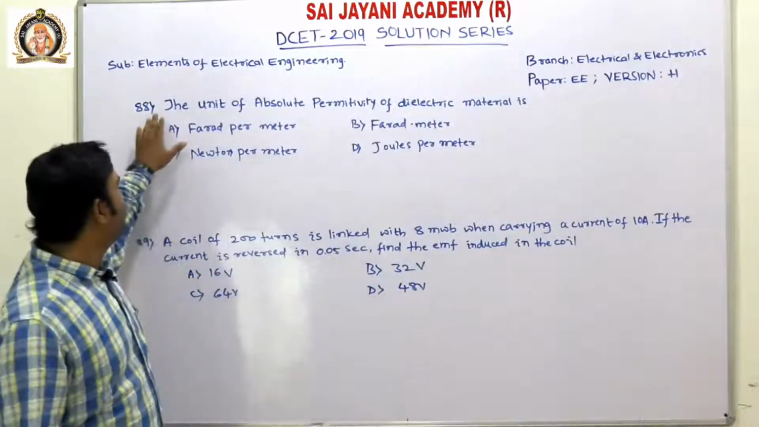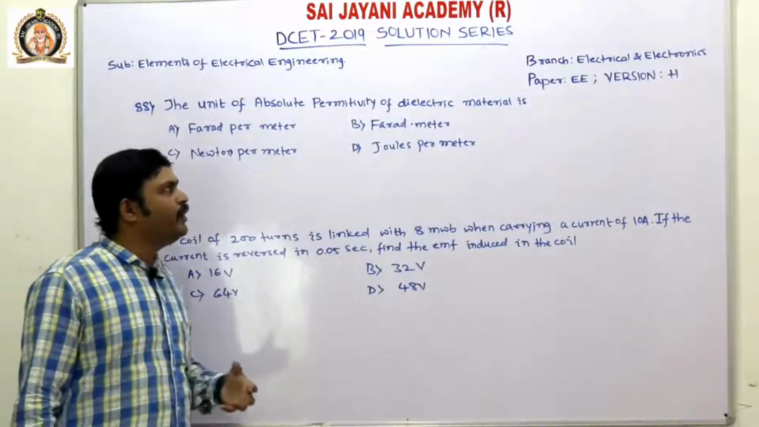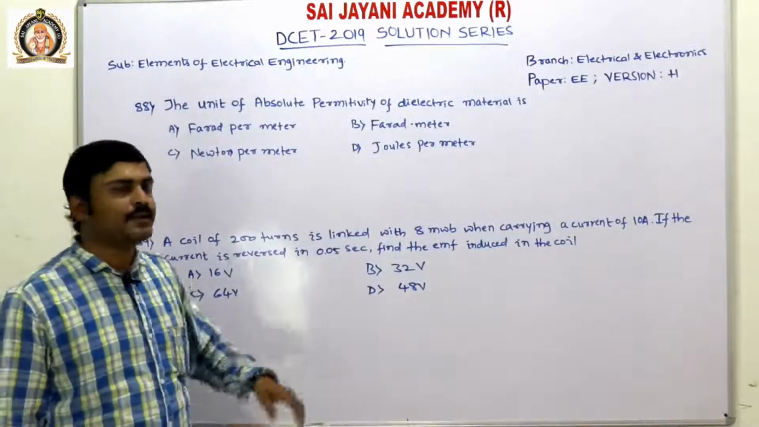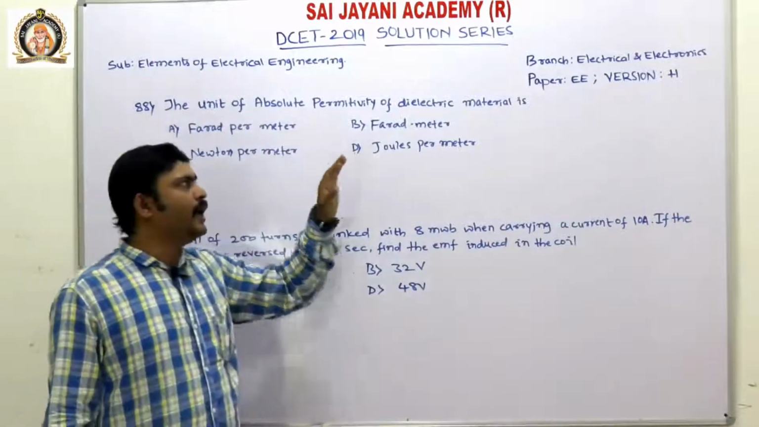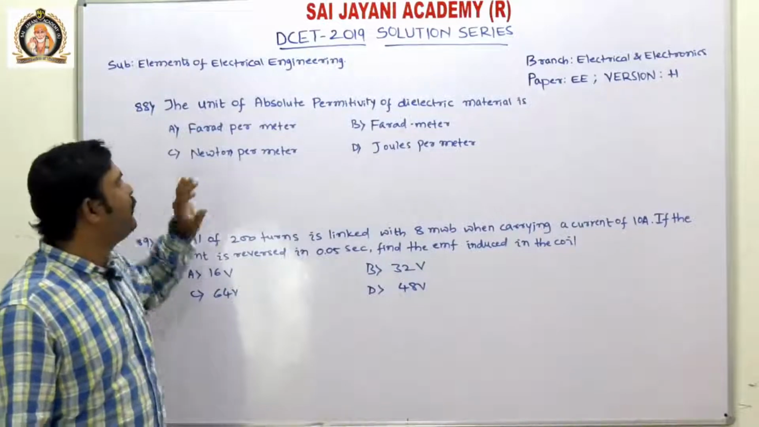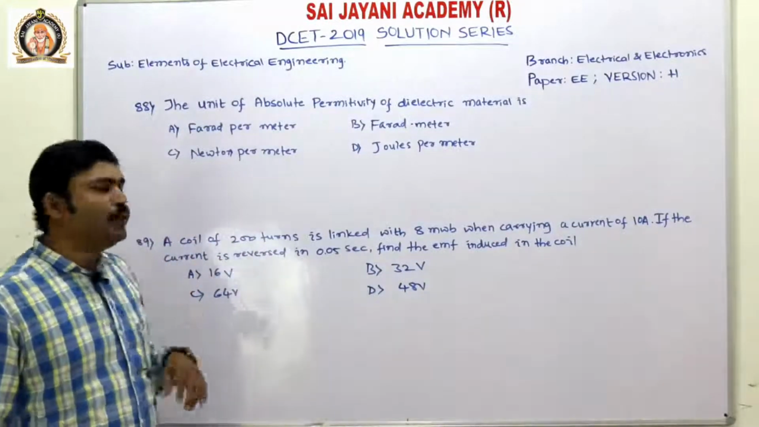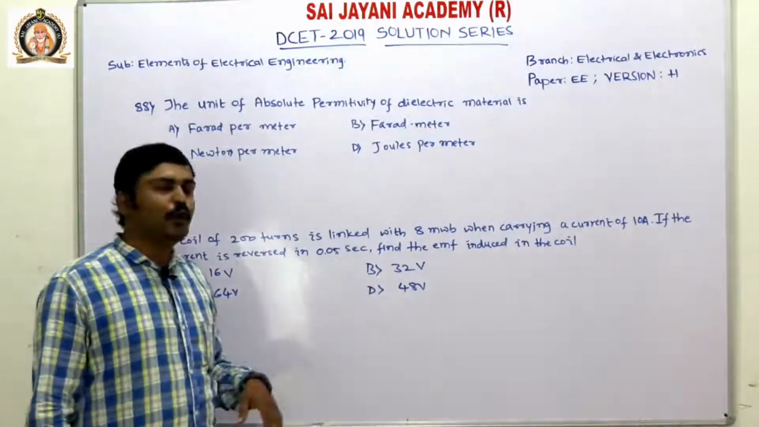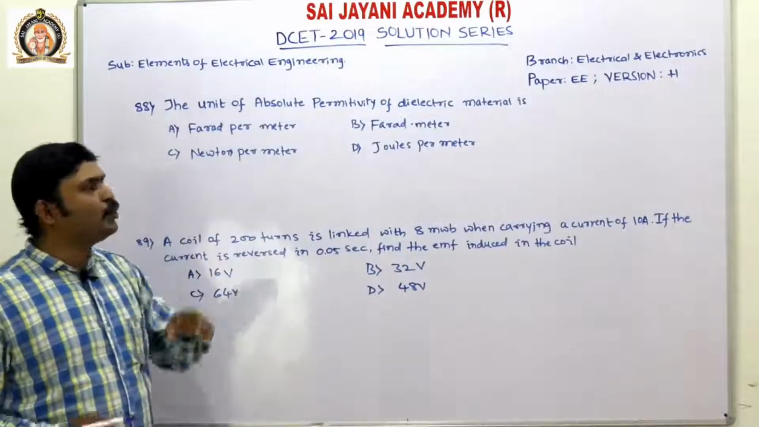The 88th question is: the unit of absolute permittivity of dielectric material is. See the options: option A farad per meter, option B farad meter, option C newton per meter, option D joules per meter. What has been asked? The unit of absolute permittivity.